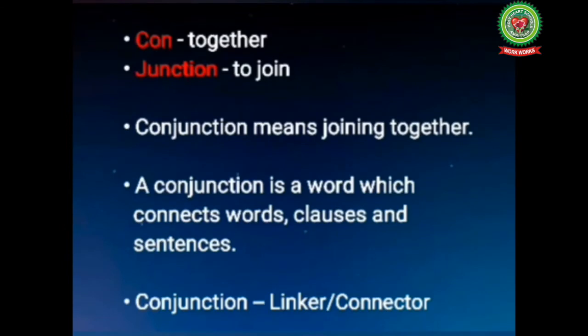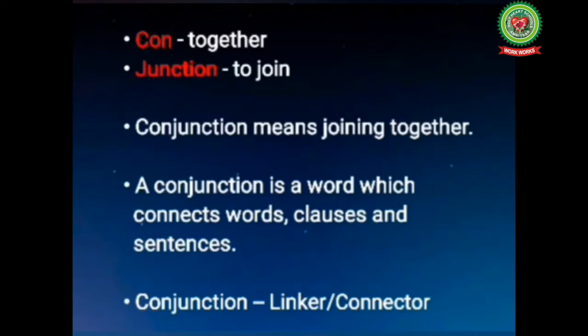Children, the word conjunction is made up of two words: con, that means together, and junction, which means to join. So, conjunction means joining together. In English language, what is a conjunction? A conjunction is a word which connects words, clauses, and sentences. These are also known as linker or connector.